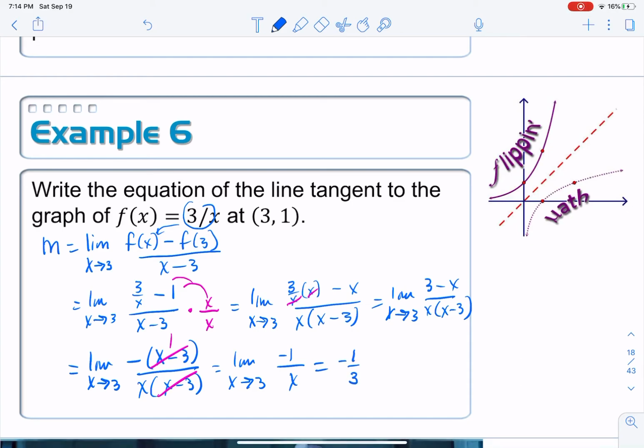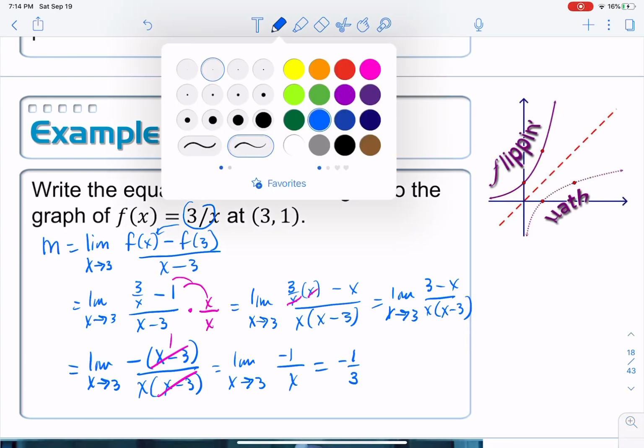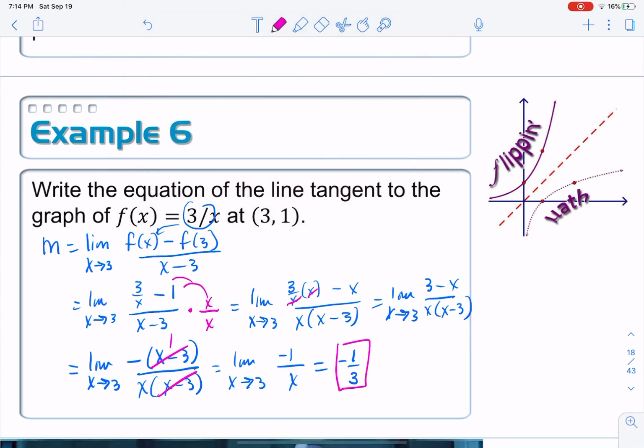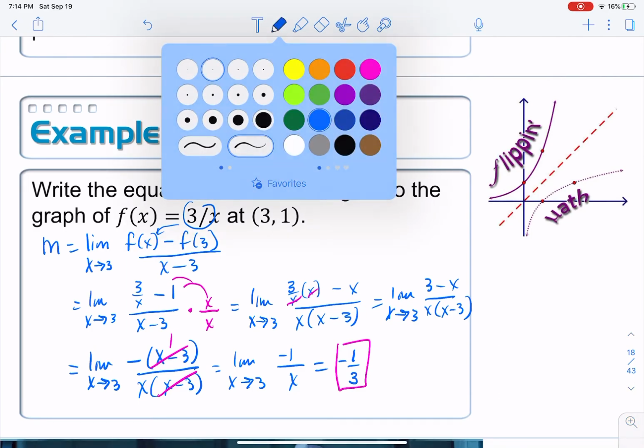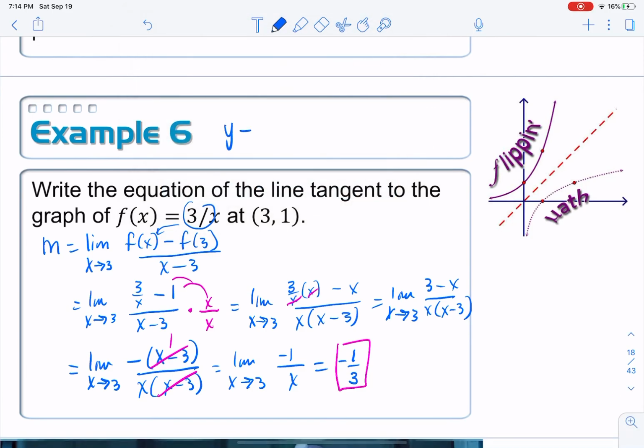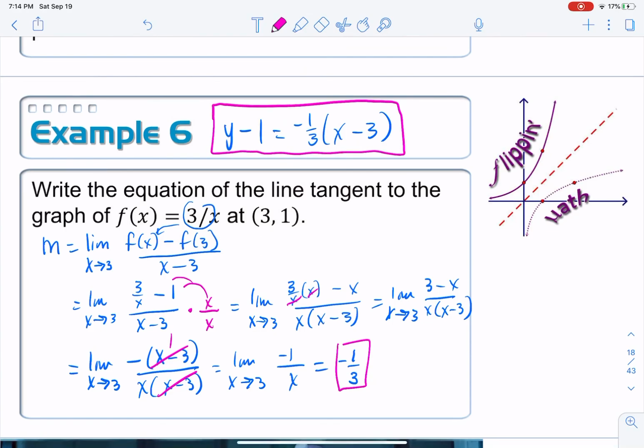It did want the equation of the tangent line. Right here, the equation of the tangent line. So I just need a point. I already have my slope, so putting them both together, y minus 1 is equal to -1 third times x minus 3. Do I have to do anything else with it? No, man. You're just wasting your time. And I don't have to match it up with anything, so it's good.